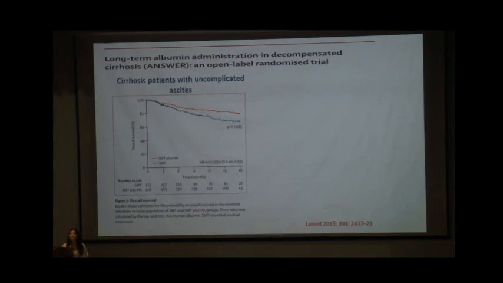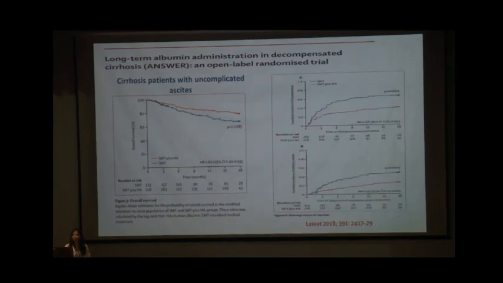So what are the next medical options in this group of patients? So we know about the ANSWER study. This was an Italian multicentric open-label randomized control trial, but this looked at the uncomplicated ascites. So this was not refractory ascites.